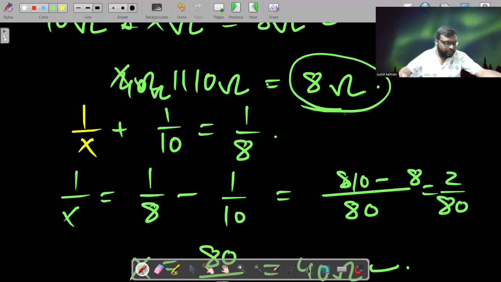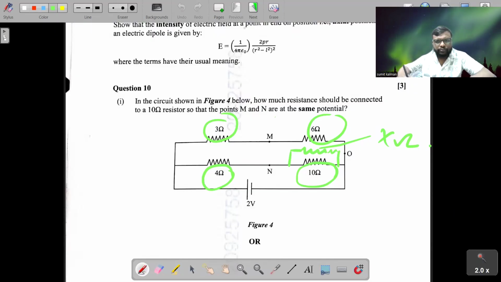So students, 40 ohm resistance should be connected in parallel to 10 ohm resistance. So this was the solution of this problem. Now we'll proceed for the next problem.